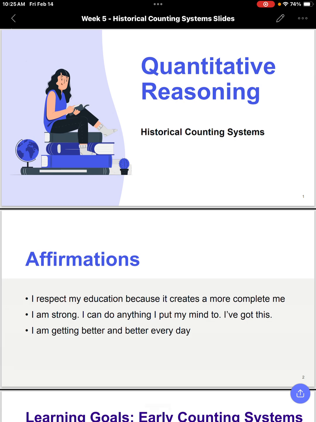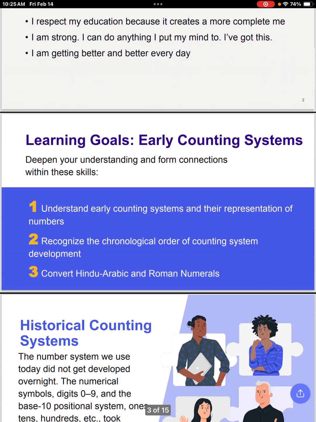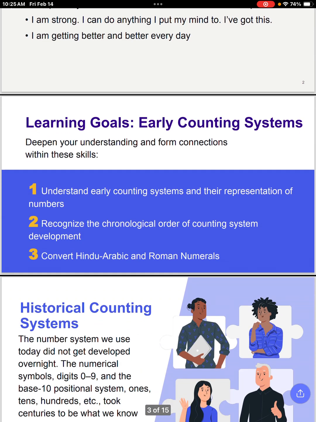This time we're going to talk a little bit about historical counting systems. So here are our learning goals. We're going to understand early counting systems and their representation of numbers, recognize the chronological order of counting systems development, and convert Arabic and Roman numerals to base 10.